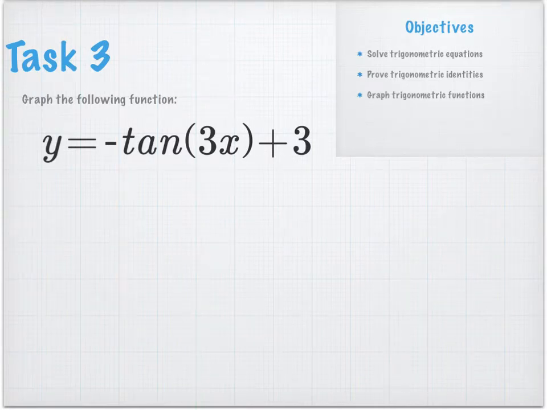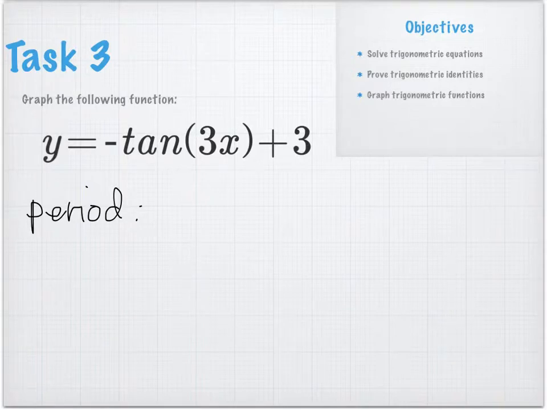Okay, so let's do it. Graph the function y equals negative tangent 3x plus 3. What is it that we need to find first whenever we graph? We need to find the period. Okay, we need to find the period, then we need to plot it. What is the period?